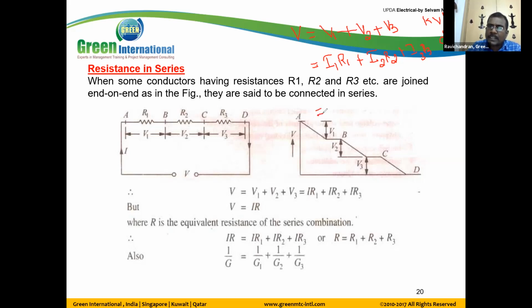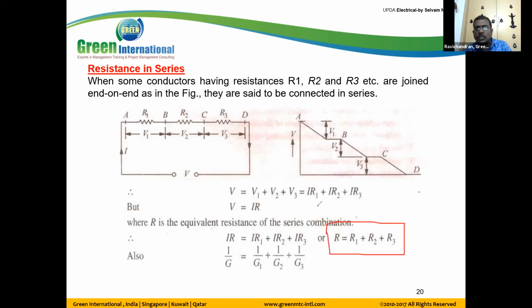And third one: in the series circuit, the current will be the same. So that's why I write I1 is equal to I2 is equal to I3 is equal to I. So the equations become I R1, I R2, I R3. We can rewrite these equations, and finally we get this resistance. So this is the formula to find the total resistance in the series circuit: R is equal to R1 plus R2 plus R3.